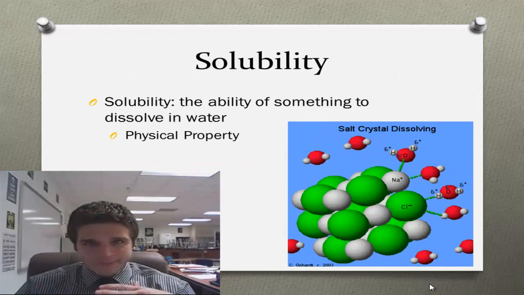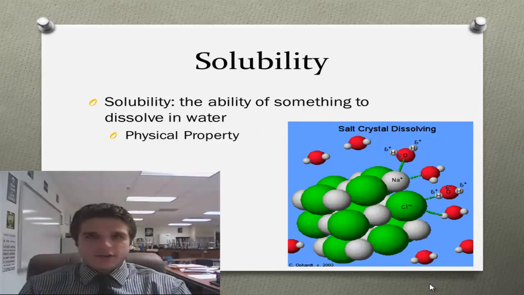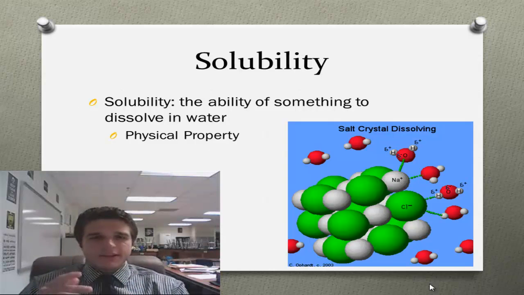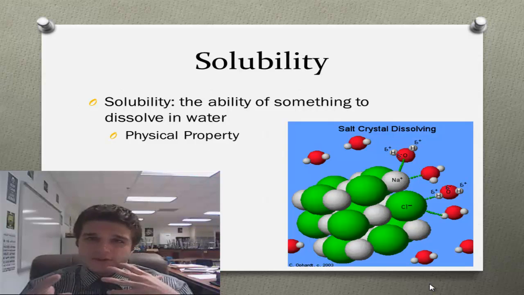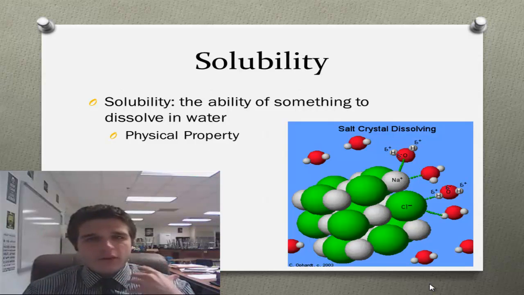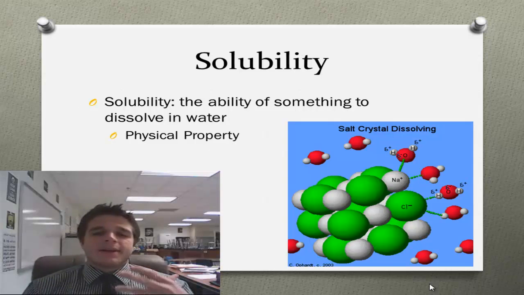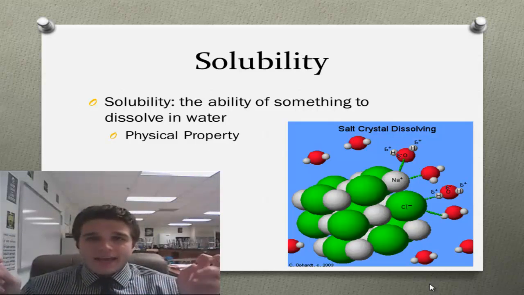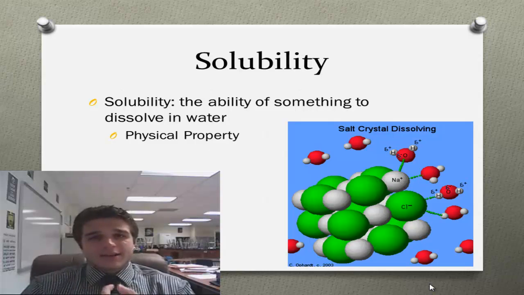And solubility takes a turn on that solute, okay? It is the ability of something to dissolve in water. So far we know that it's a physical property, alright? You remember that from Unit 2, alright? Long ago when we started talking about physical properties, chemical properties, the ability to dissolve in water was a physical property, alright? Now, if something can dissolve in water, it is soluble. If something doesn't dissolve in water, it's insoluble, alright?